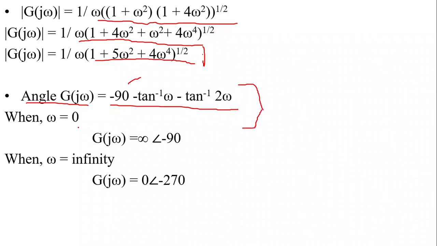Generally the polar plot starts from the frequency range omega equal to 0 to infinity. So we substitute in the general expression, omega equal to 0, G(j omega) equals infinity, and the angle is minus 90 degrees. Then we take omega equal to infinity, where G(j omega) equals 0, and the angle is minus 270 degrees.